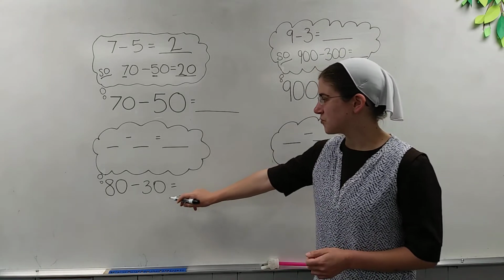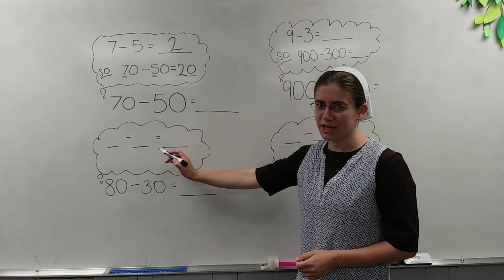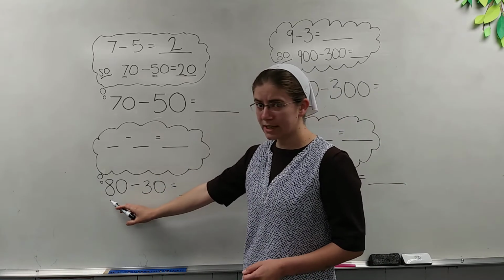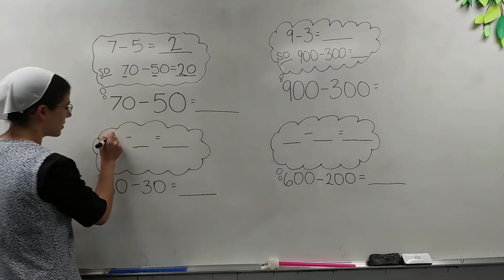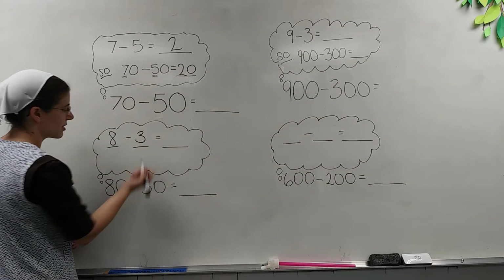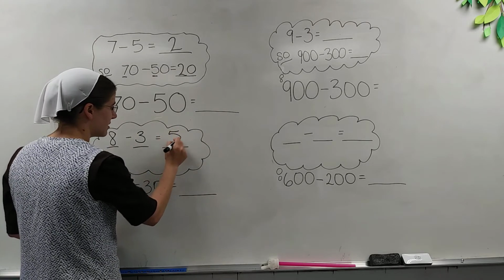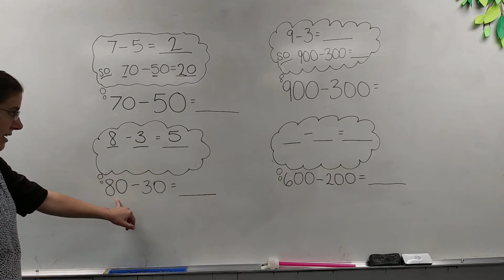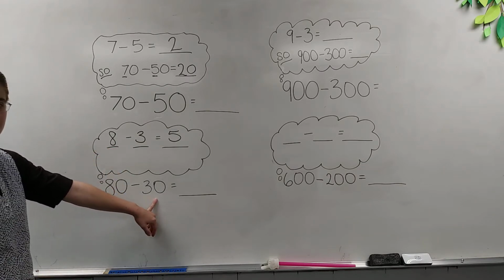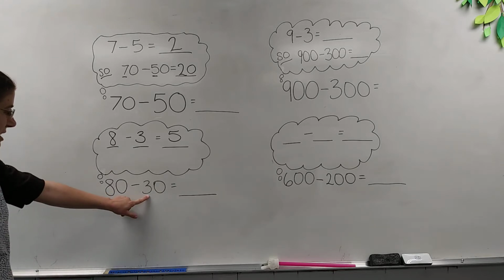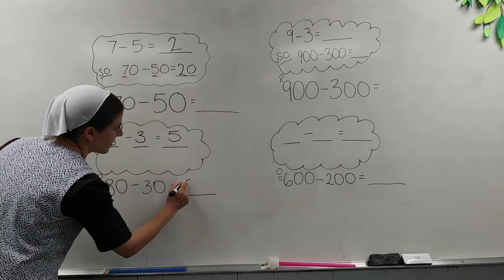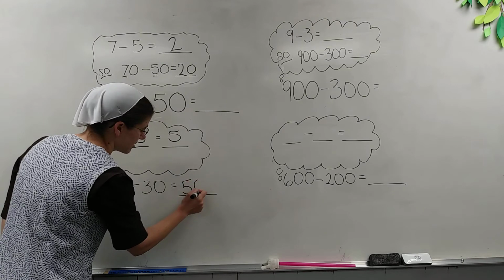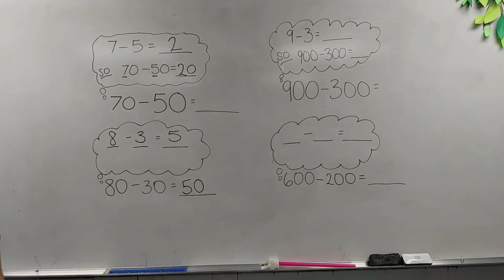So we'll do another one. And your problems are going to be set up a little more like this in your books. So 80 minus 30. So I think to myself, 8 minus 3. What is 8 minus 3? It's 5. Okay, 8 minus 3 is 5. So 80 minus 30, what goes in the tens place? We subtracted from the tens place 8 minus 3. So 5 goes in the tens place, and 0 goes in the ones place. So 80 minus 30 is 50.